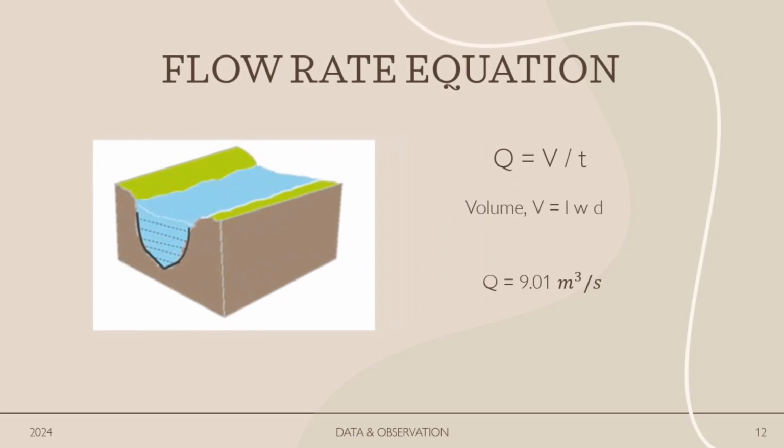The purpose of taking this data is that we want to calculate the flow rate equation. As shown in the equation, flow rate equals the volume divided by time. The volume is based on the cross-section of the river, where the length, width, and depth are all multiplied. Then after we multiply, we divide it by the average time taken that we have, which is 88.x seconds. So based on these 4 data, when we insert them into the equation, we get that the flow rate of the river is 9.01 meter cubed per second.